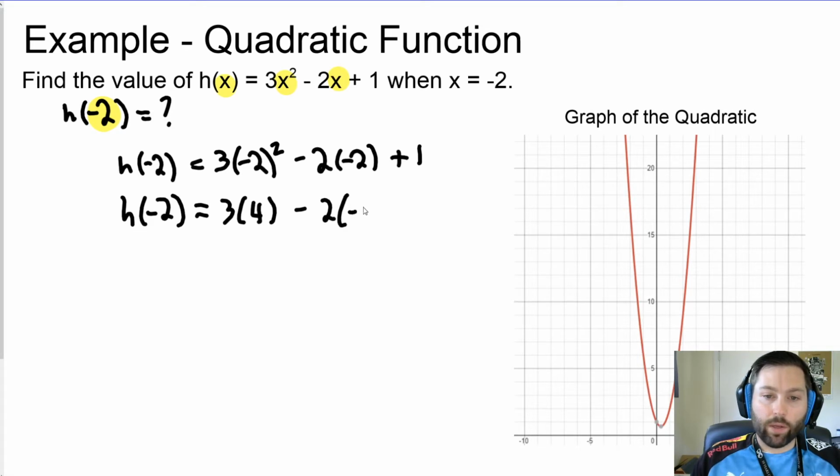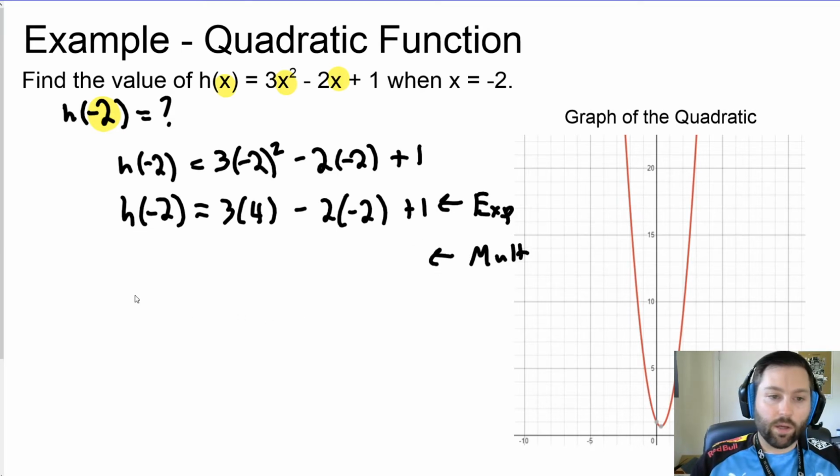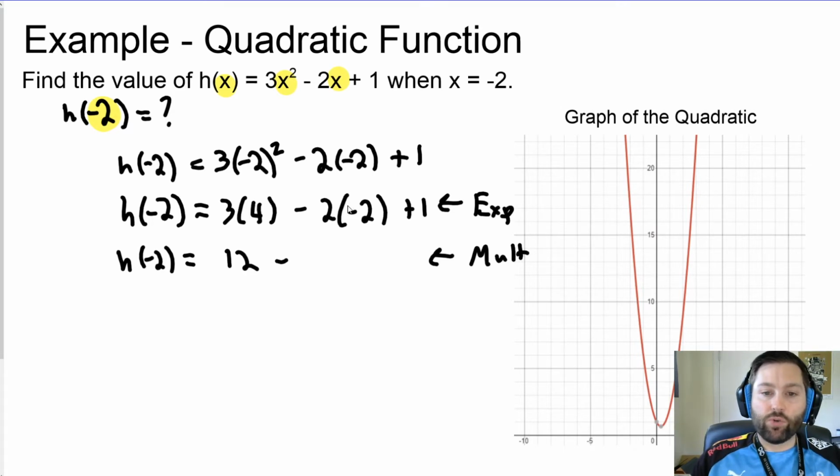I'm simplifying one thing at a time. So this step, I only simplified the exponents. Okay? The next thing I'm going to simplify is multiplication. And that's going to be in this line here. So h of negative 2 is equal to 3 times 4 is 12 minus, and then 2 times, I'm not doing negative 2 times negative 2. I'm doing 2 times negative 2 here, and I get negative 4. And then plus 1. So you can see that the minus sign transferred down. 2 times negative 2 is negative 4.